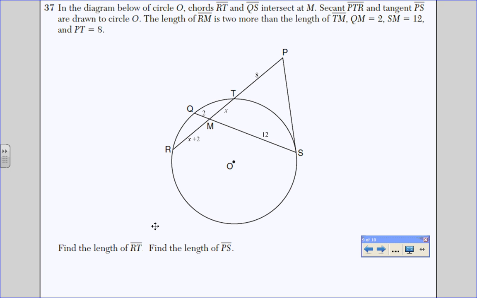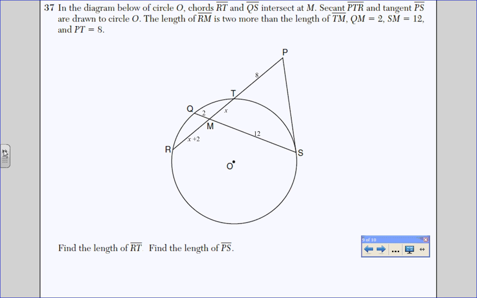So, as with all geometry problems, you want to label the given information. We are told that QM is 2, so I label QM 2. We are told that SM is 12, so I label SM 12. We are told that PT is 8, so I label PT 8.